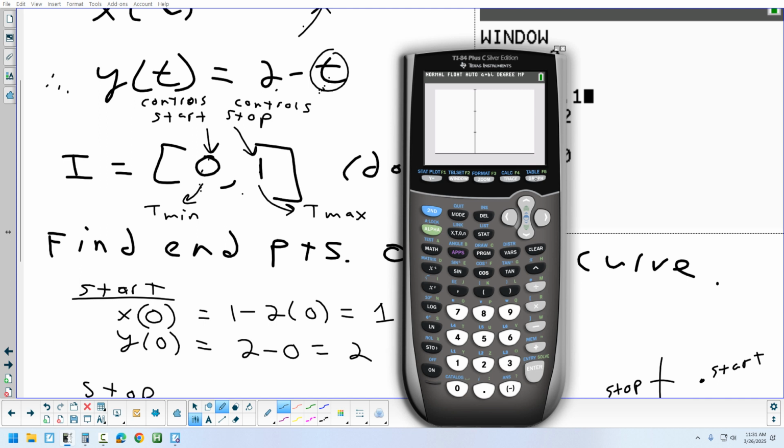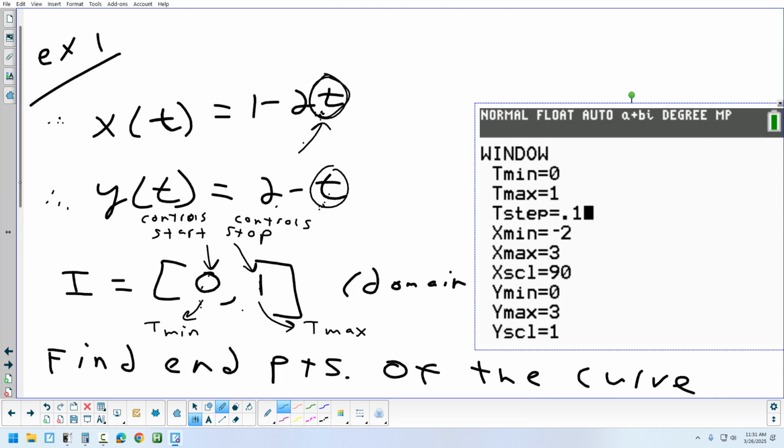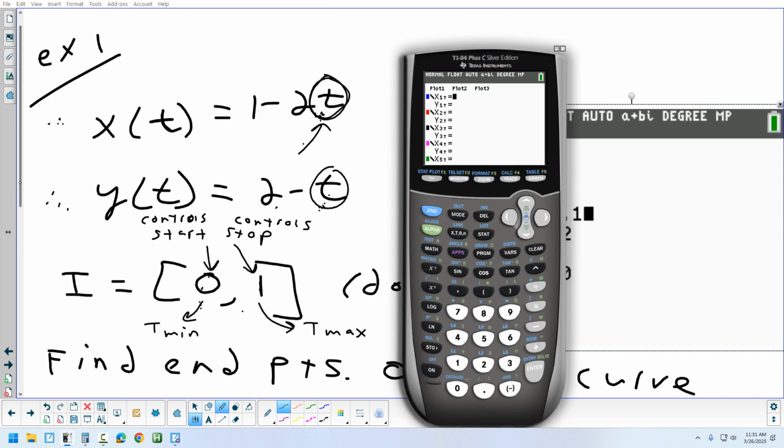Oh, you have to put your equations in or it doesn't draw anything. So x is 1 minus 2t. Remember, to get the t, you just press the button that we normally used for x. And y is 2 minus t. Now hit graph, and it did go right to left.